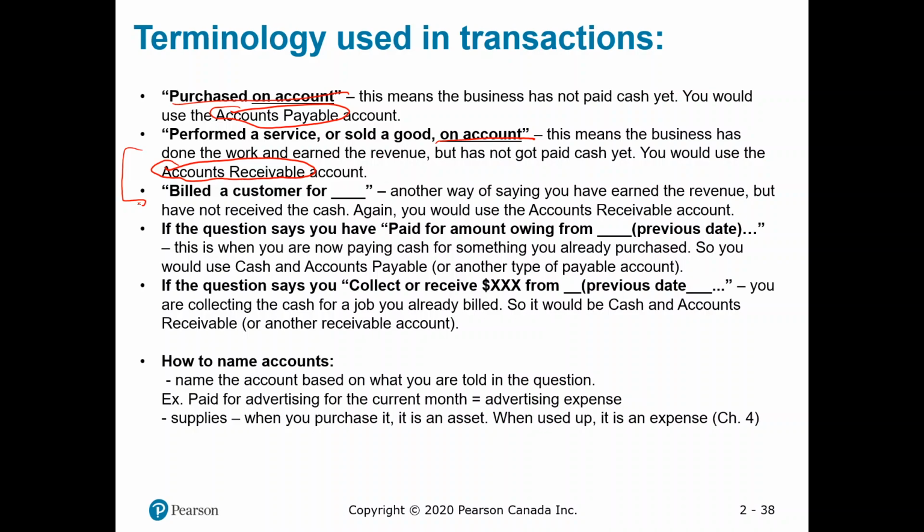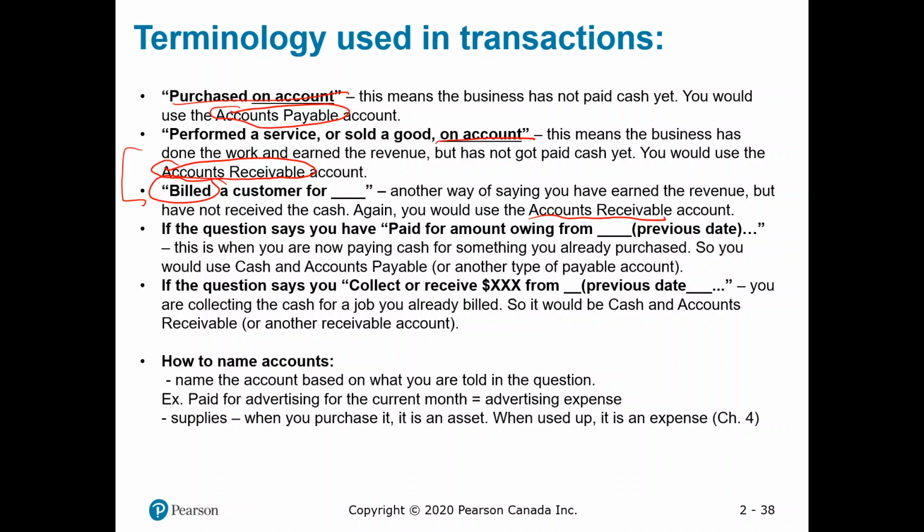Now this next one is the same idea. So if you've billed a customer for $3,000 on April 10th, that's another way of saying you've done the work and you've sent them a bill, but they haven't paid you. So again, you would use accounts receivable.